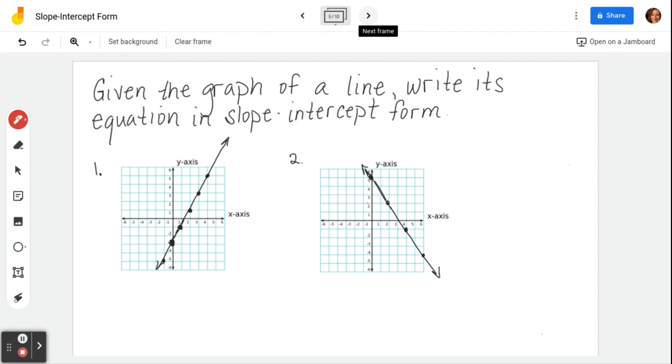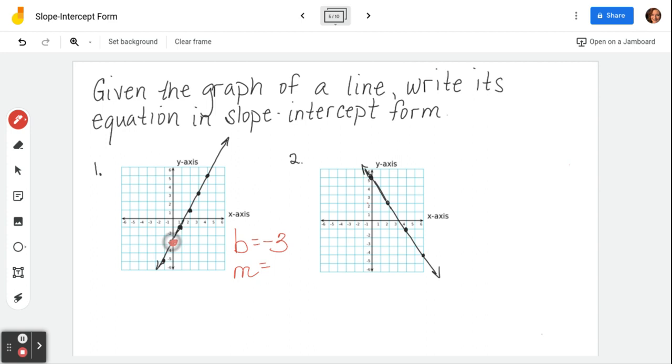I always do the y-intercept first just because it's easiest. Y-intercept is the point where it hits the y-axis. So on this first graph, it's at a -3. Now my slope from that point, I want to figure out how much I'm climbing or falling, and then how much I'm running over, rise over run for slope. We've talked about that before.